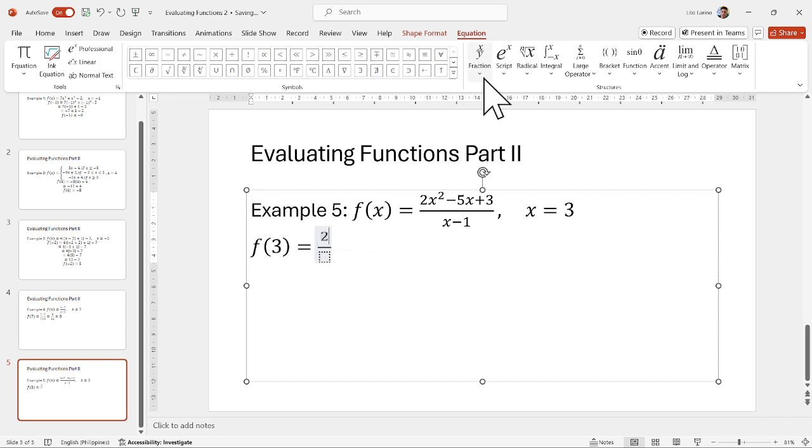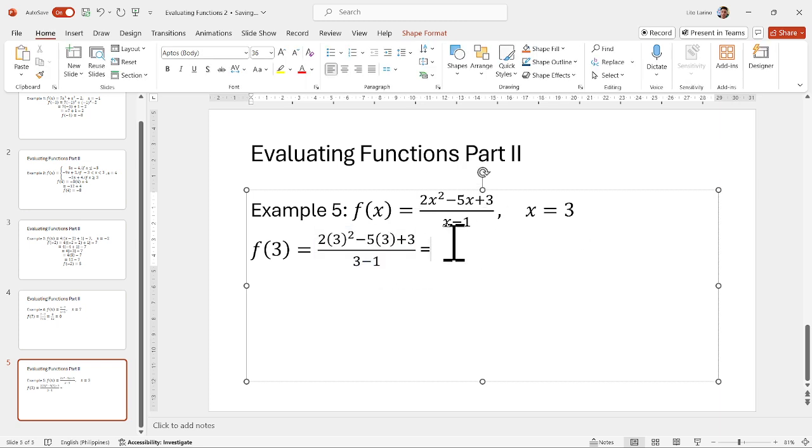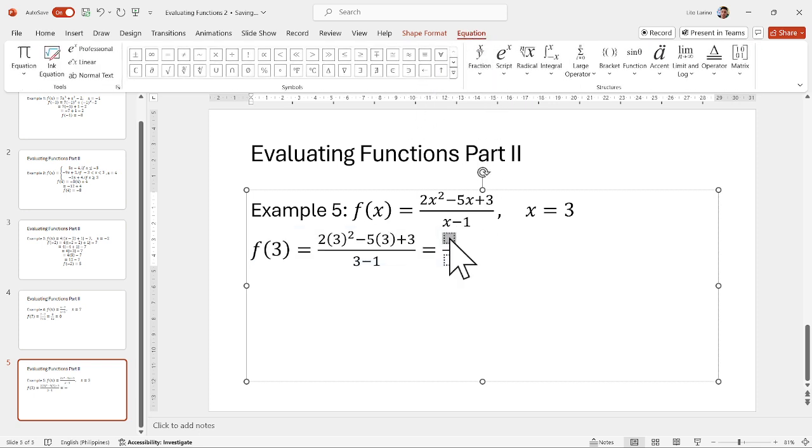see, we have 2. Substituting in our equation, we have x squared, that is x is 3. Then we have 3 squared minus 5 multiplied by 3 plus 3 all over x again is 3 minus 1. And that is equal to, let's continue this. Let's just have one line. Okay, then we have 2 multiplied by 3 squared, 3 squared is equal to 9, minus 5 times 3 is 15 and plus 3 all over 3 minus 1 is 2.